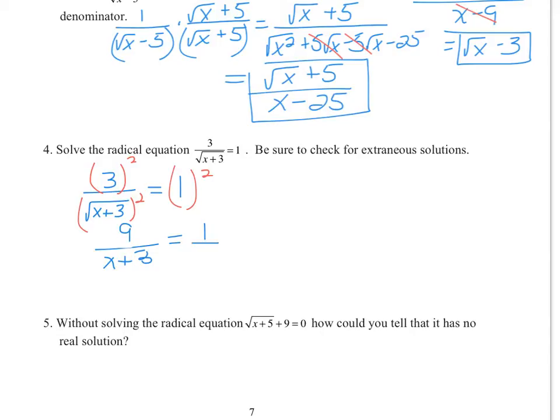Okay, I have a fraction on the left. I'm going to make a fraction on the right by putting it over 1. I'm going to cross multiply and get x plus 3 equals 9. I'm going to subtract 3 on both sides and end up with x equals 6.